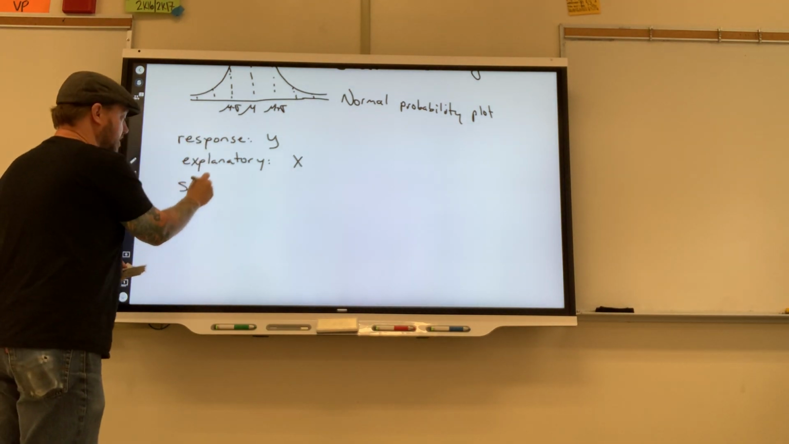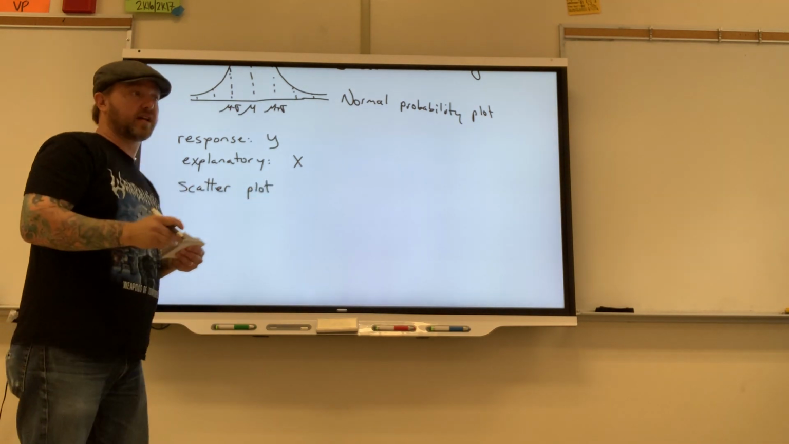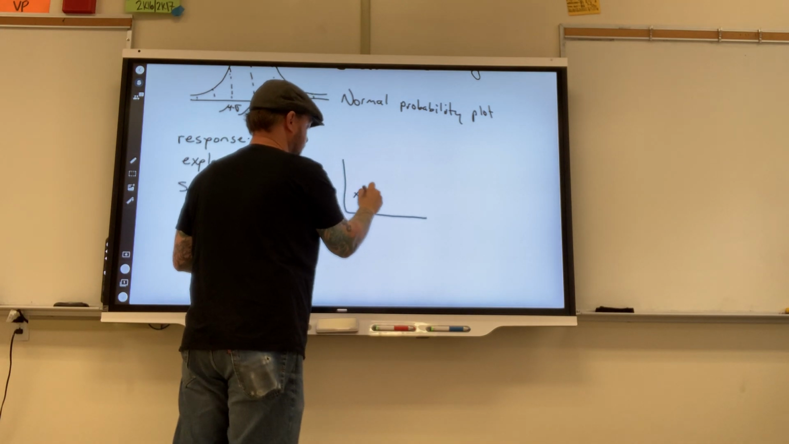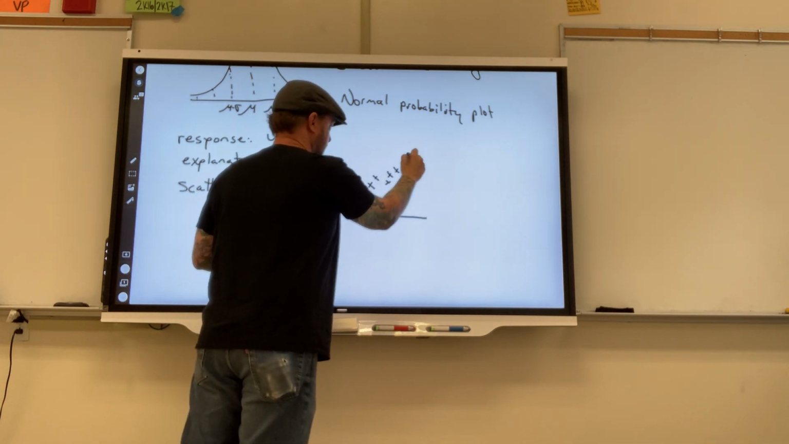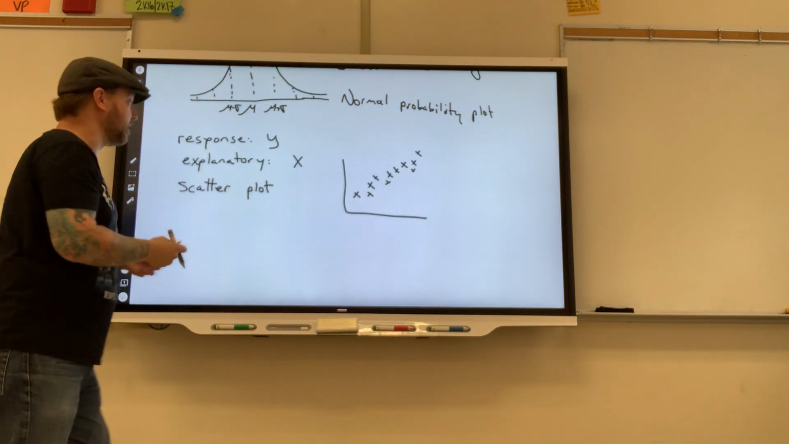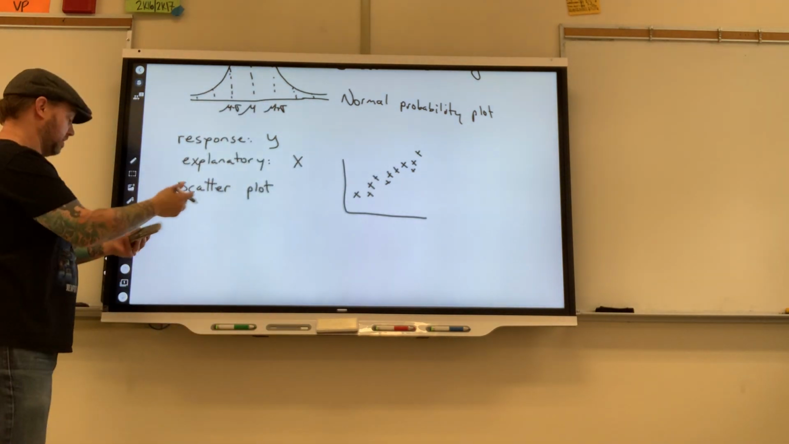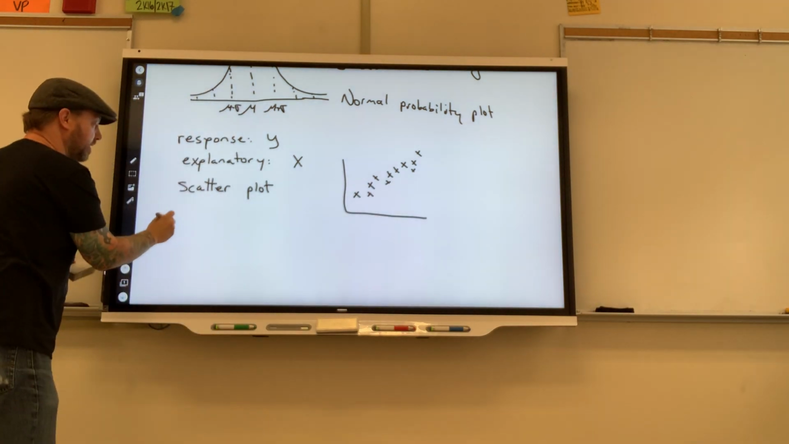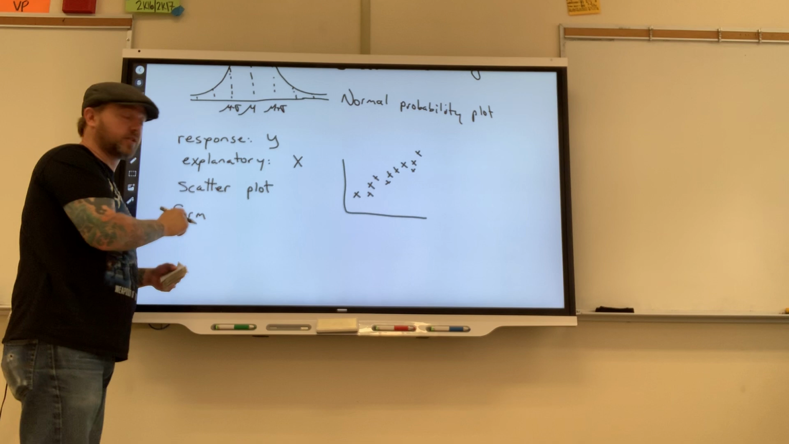Now we put our 2 variable data in what's called a scatter plot. It might look like this. Hey, look, a scatter plot. All right, X, Y, and we look at the overall pattern in the scatter plot. With describing a distribution, we did shape, center, spread.